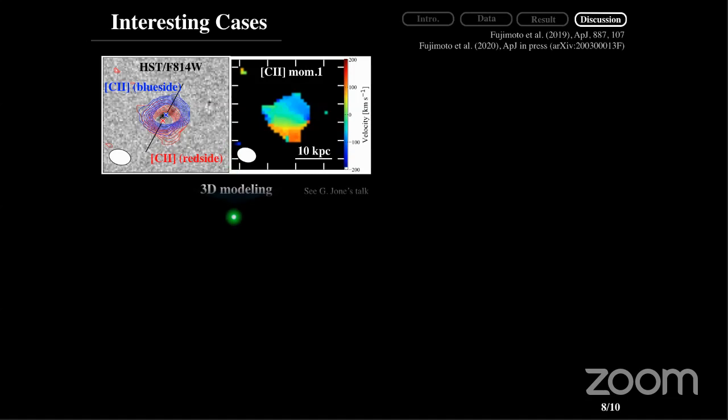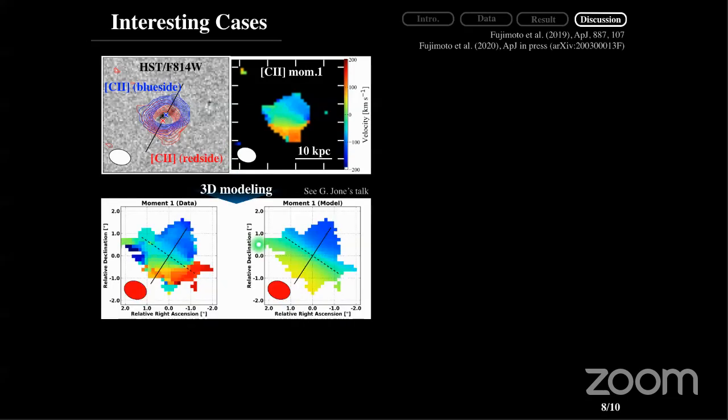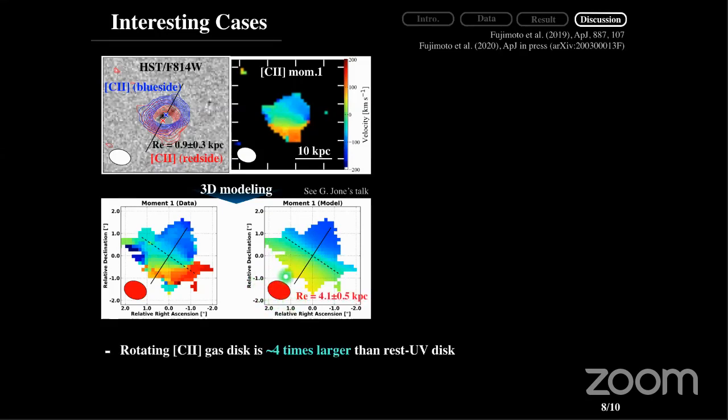So we performed the realistic 3D rotation modeling. Here the right panel is the best fit moment one map. And first of all, we obtain the effective radius of this rotating C2 gas disk is around 4 kiloparsec, which is around 4 times larger than the rest frame UV disk.